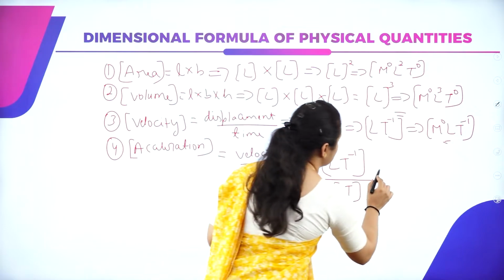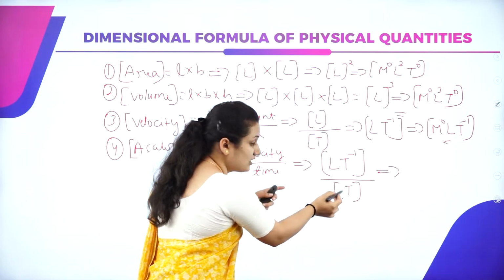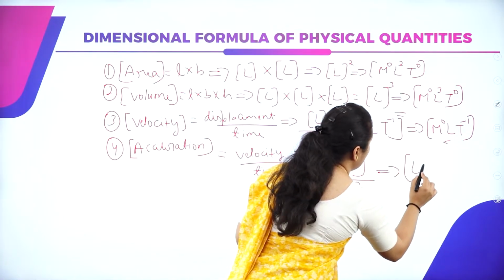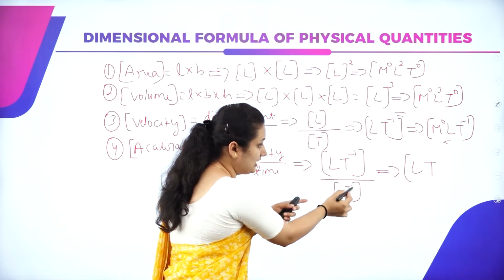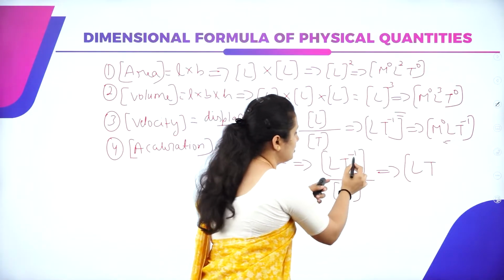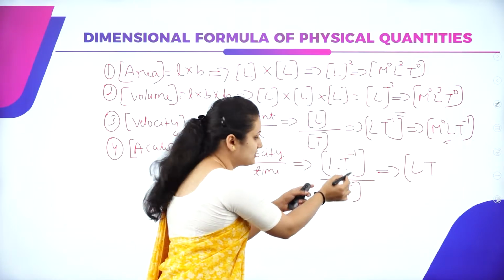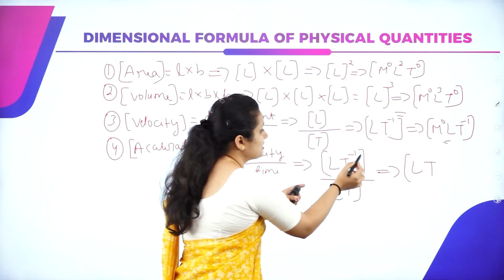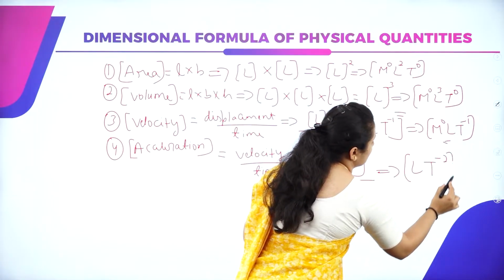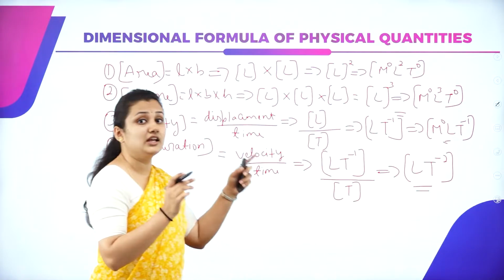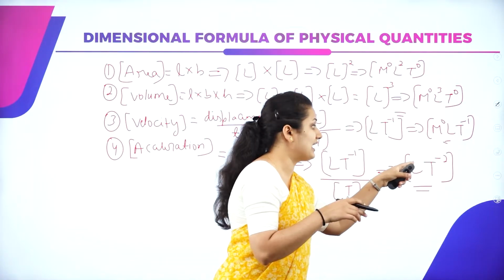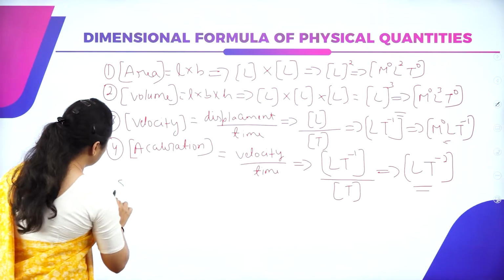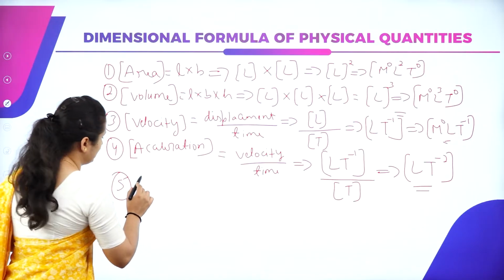Now how will I write this? When T in the denominator goes to the numerator, what will it be? Another T goes to the numerator, which means again minus 1, so minus 1 minus 1 gives T to the power minus 2. So acceleration possesses 1 dimension in length and minus 2 dimensions in time. So that is acceleration.